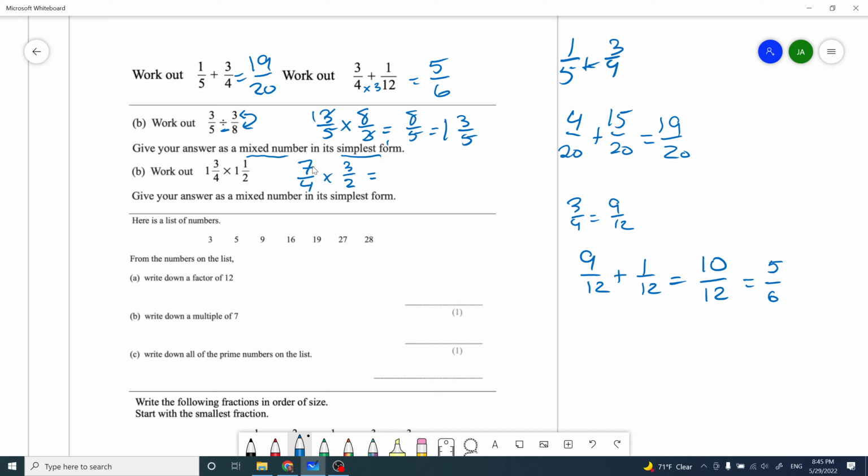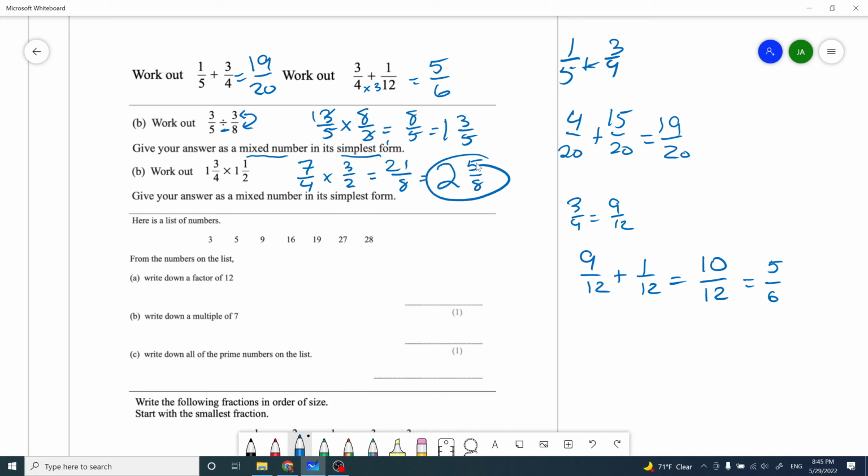Here I can't cancel anything, so I'll just take 7 times 3 is 21, and 4 times 2 is 8. I need to now simplify and put it as a mixed number. If I divide this out, it gives me 2 with a remainder of 5, so that would give me 2 and 5/8 as my final answer.